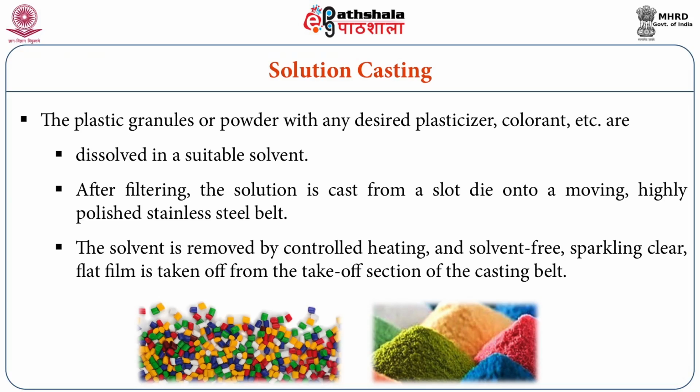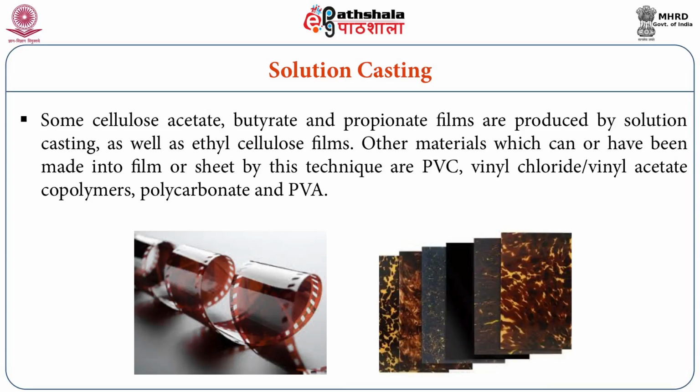Some cellulose acetate, butyrate and propionate films are produced by solution casting, as well as ethyl cellulose films. Other materials which can or have been made into film or sheet by this technique are PVC, vinyl chloride, vinyl acetate, copolymers, polycarbonate and PVA.